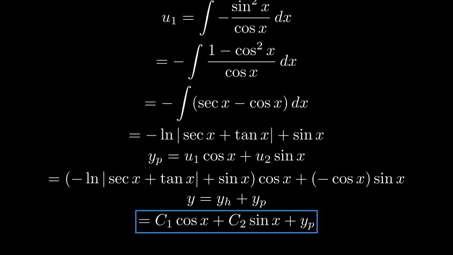Variation of parameters is more general and can handle any continuous non-homogeneous term. It gives a systematic way to find the particular solution without guessing. However, it often involves more complex calculations and integrals that might be difficult to evaluate.